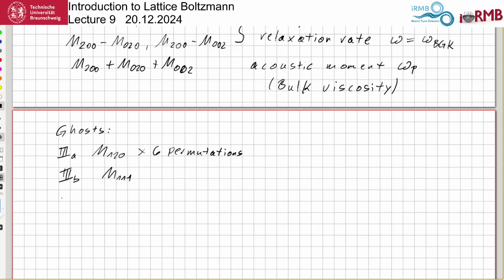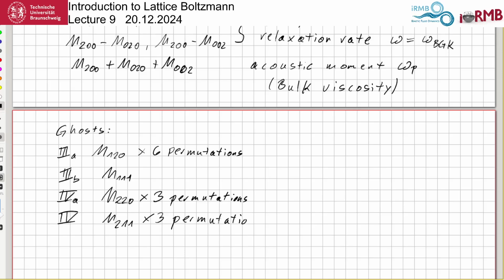So then we come to the fourth order, guys. So 4th order, there's also different groups, namely M220, which has how many permutations? Very simple. 3, yes. So then we have M211. The same thing. There is one repeating index, so it means it has 3 permutations. So this is B.